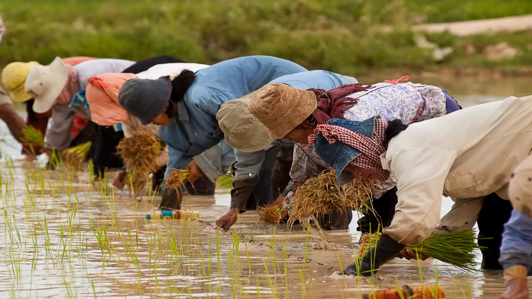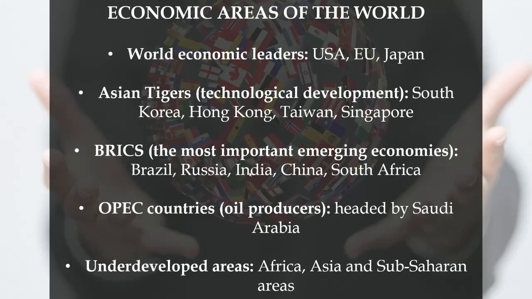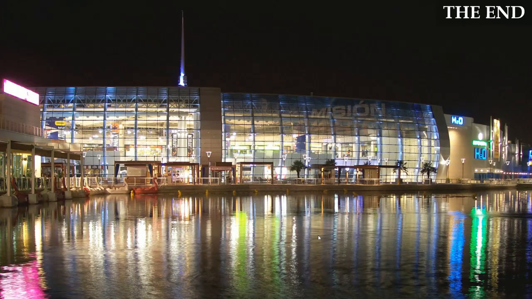These rice harvesters. So the economic areas of the world, we have the world economic leaders, the Asian tigers, these four countries, the BRICS, these five countries, the most important emerging economies, remember, the oil producer countries, members of the OPEC, headed by Saudi Arabia, and the underdeveloped areas, Africa, Asia, and Sub-Saharan areas of the world. And this is the end.